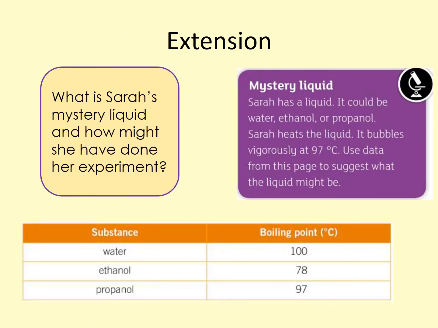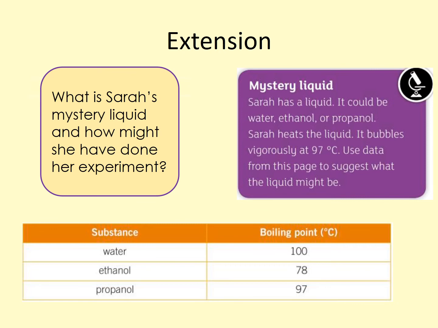Here's an extension task for you. Have a look at the purple box. It says mystery liquid. Sarah has a liquid, and it could be water, ethanol, or propanol. Presumably she's in the lab and the labels have come off the bottles, so she doesn't know which one she's got. Sarah heats the liquid and it bubbles vigorously, that means it bubbles a lot, at 97 degrees C. Use data from this page to suggest what the liquid might be.